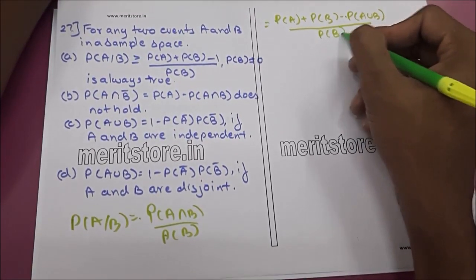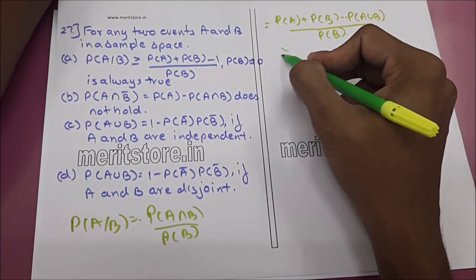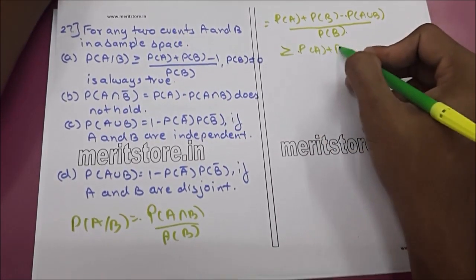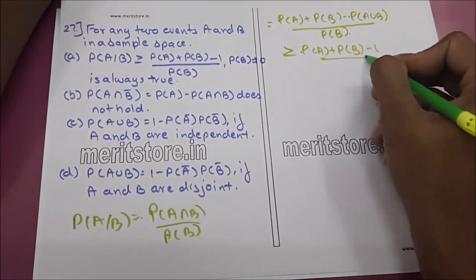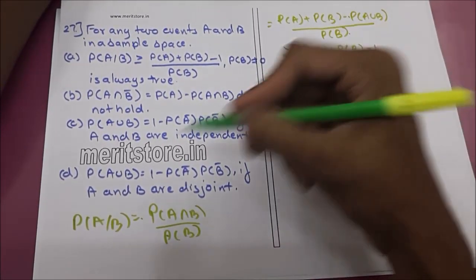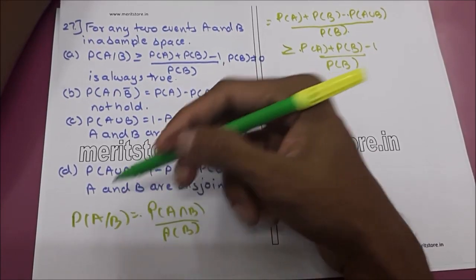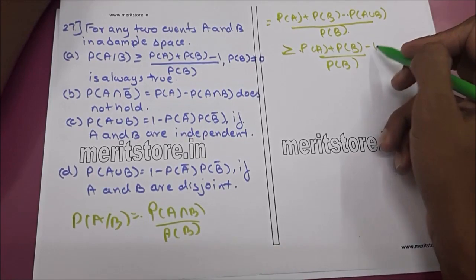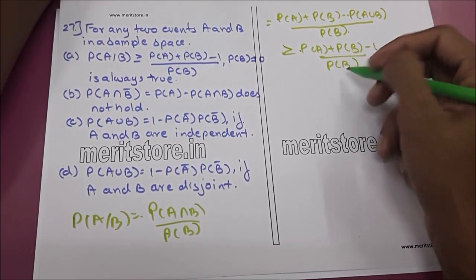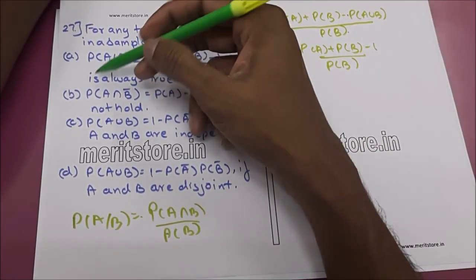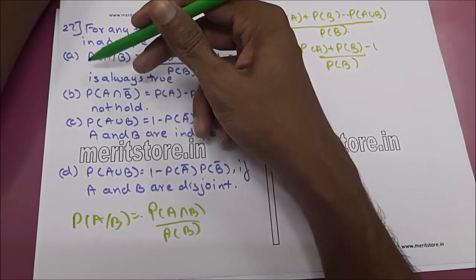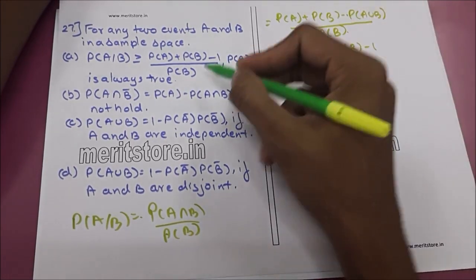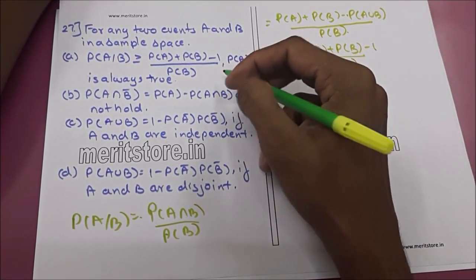probability of B, which is greater than or equal to probability of A plus probability of B minus 1 upon probability of B. If we see the option, that is probability of A upon B greater than or equal to probability A plus probability B minus 1 upon probability B, we get option A as the answer. We further solve, we see that probability B is not equal to 0, which is true for A.